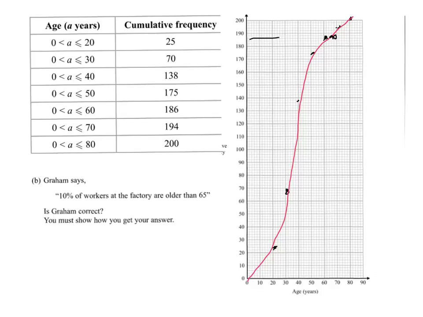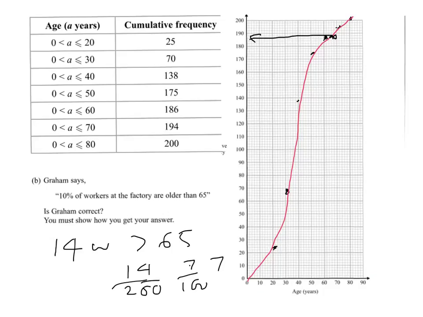So if you come across, then it's about 2 squares below the 190. 2 squares below is 4, so we're looking at 14 workers then. 14 workers that are older than 65. So 14 from 200 is 7%. So if we divide both numbers by 2, we get 7 out of 100, which is 7%. So Graham is incorrect. So we have to say no, he's incorrect.